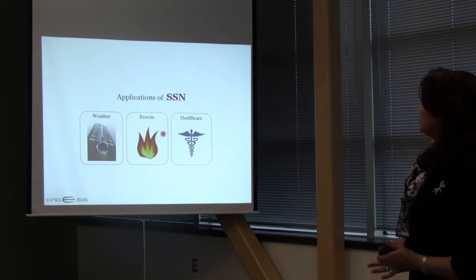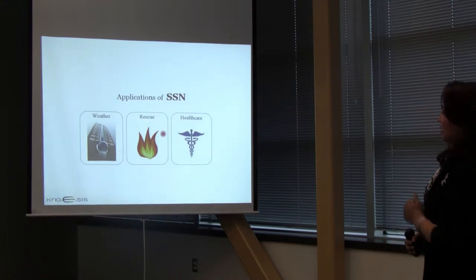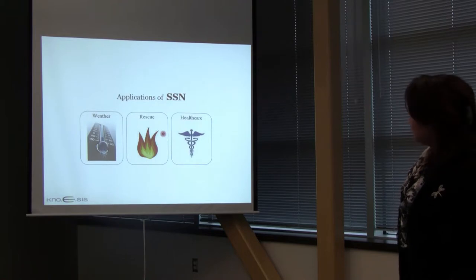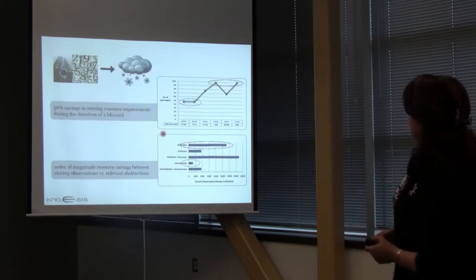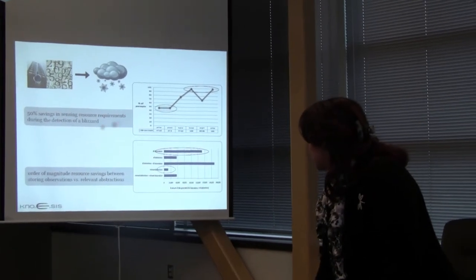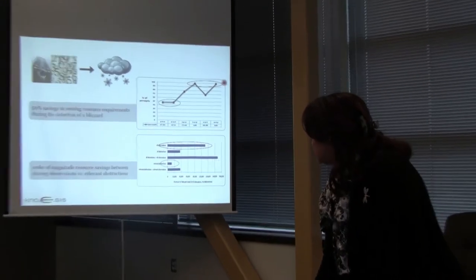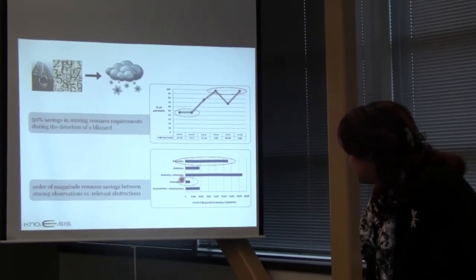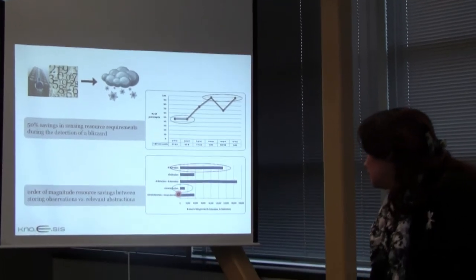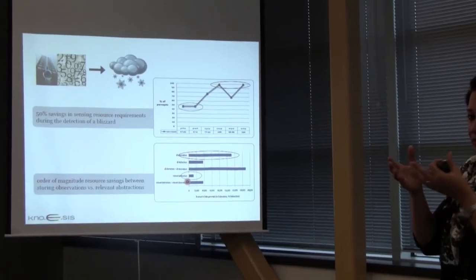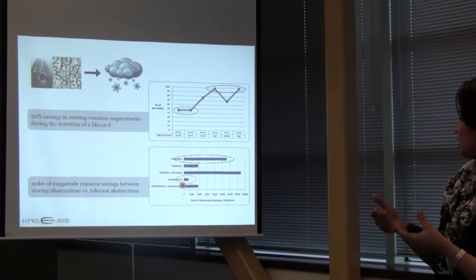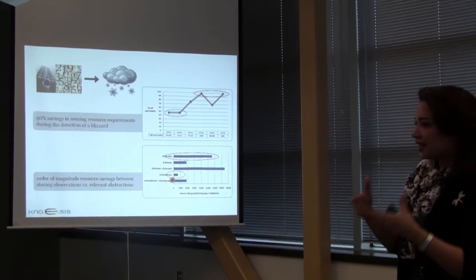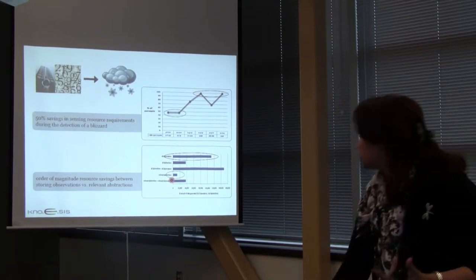Here are applications of the semantic sensor network: weather, rescue, and healthcare. The idea here is to show that the number of observations is always much more than the relevant abstractions. By having a smaller amount of abstraction, since sensors always produce larger amounts of numbers, the human can come to decision making, and it becomes easier to analyze. This is what I understood from this slide.